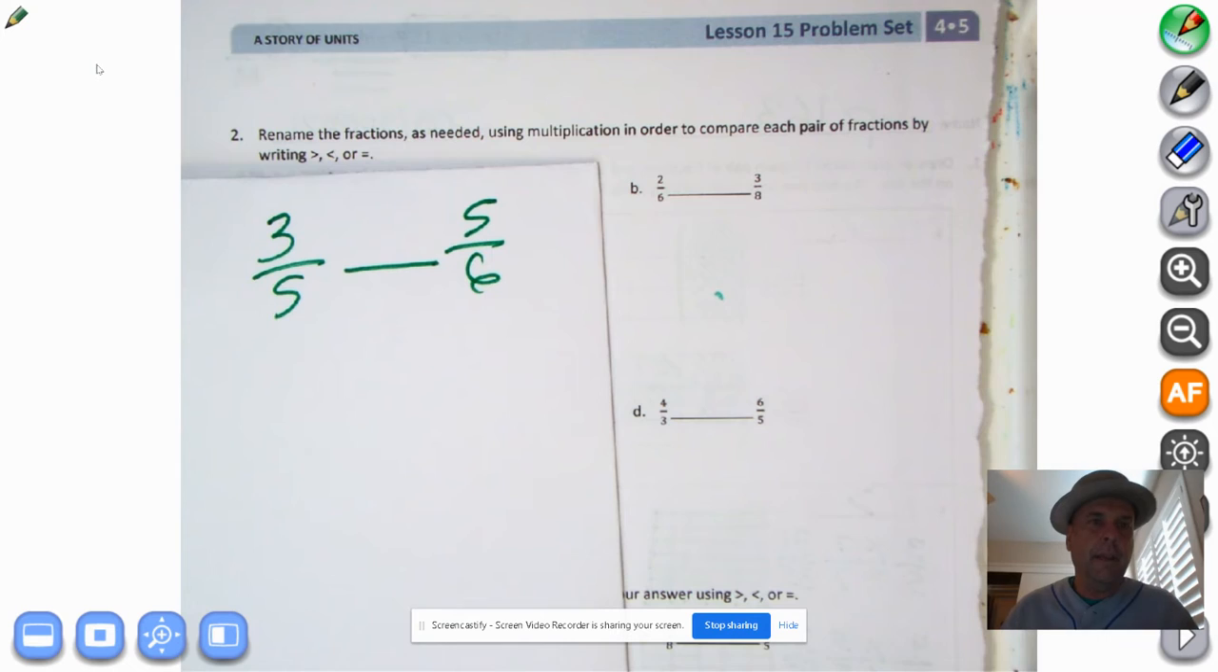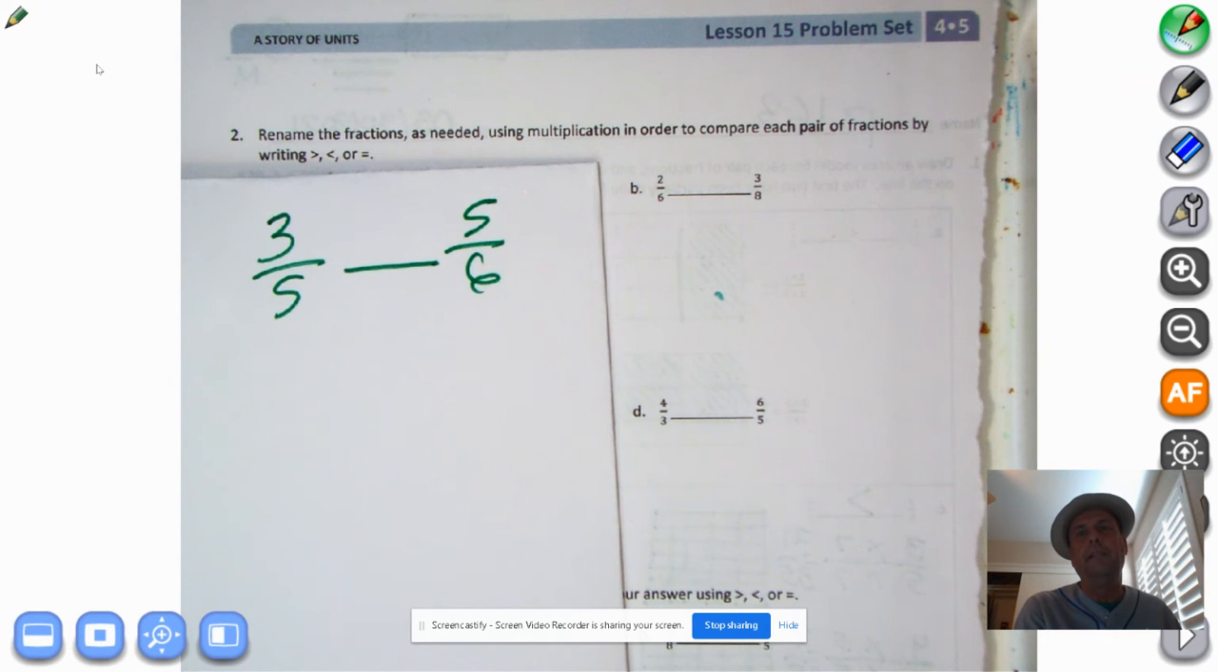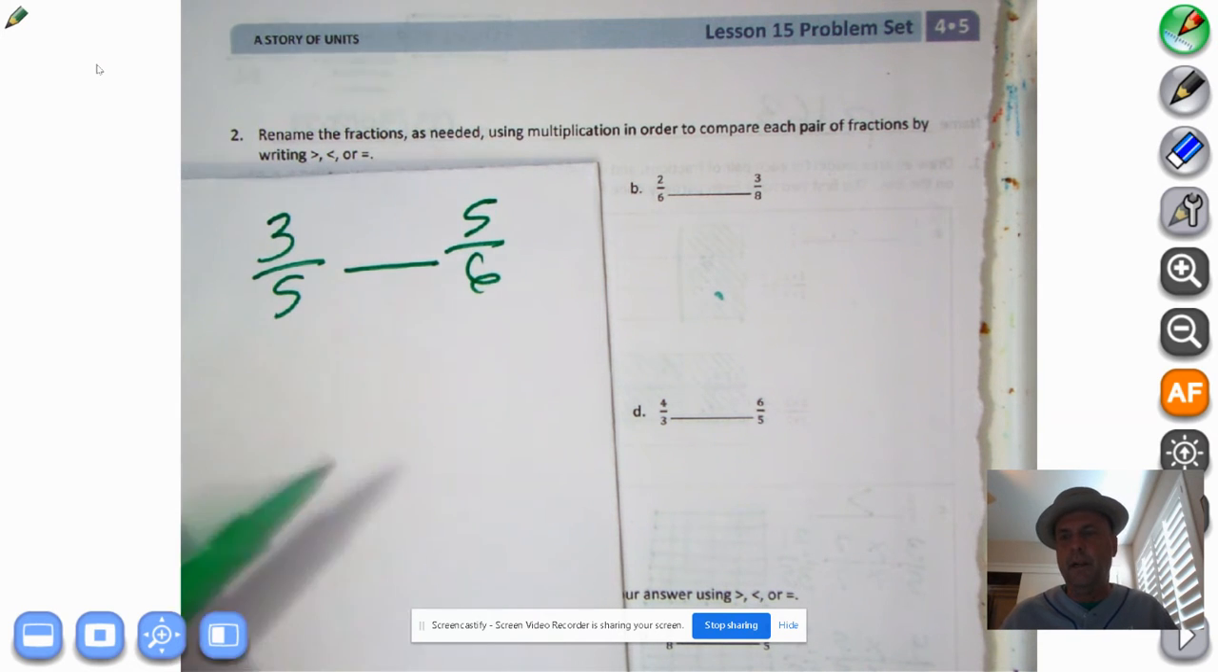Let's get started. Let's rename the fractions as needed using multiplication in order to compare each pair of fractions by writing greater than, less than, or equal to. And Mr. Leggett, I just didn't like my drawings on this one, so I'm going to do it on a piece of paper.